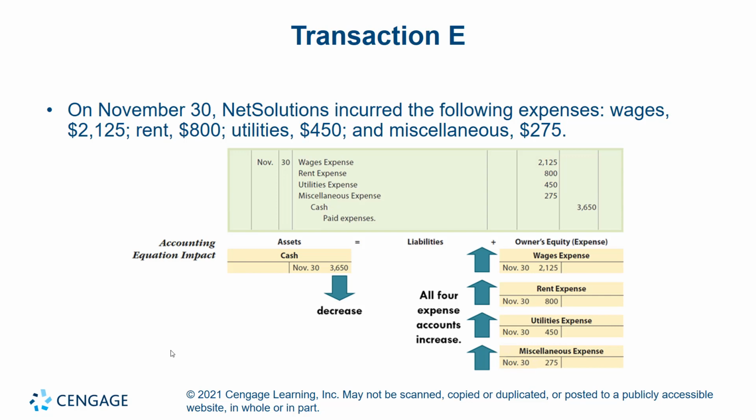The accounting equation balances. The cash asset account is decreased. Expense accounts increased. However, expenses have a negative impact on owner's equity. So the increase of expenses decreases owner's equity. And in the accounting equation, we know cash, an asset, decreases, and owner's equity also decreases. The accounting equation balances.